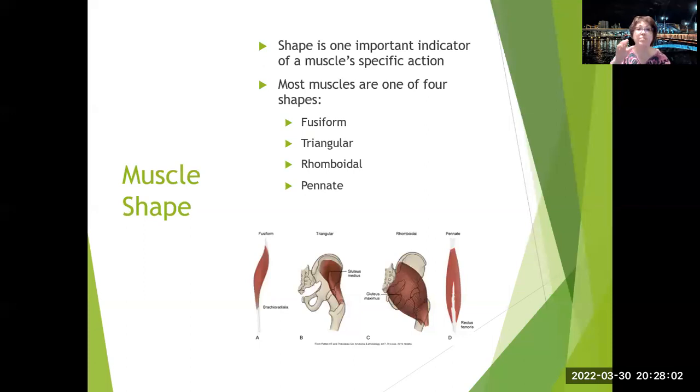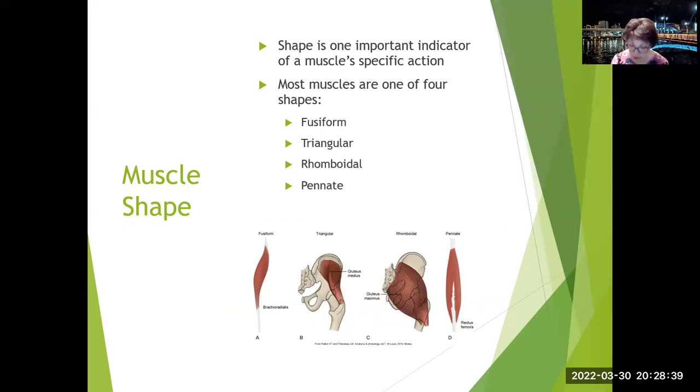So most muscles are one of 4 basic shapes. Fusiform, which is fat in the middle and pointy on both ends, if you want to think of it that way. Triangular, which has a broad attachment site tapering down to a small insertion. So broad origin tapering down to a small insertion. Rhomboidal, which has a wide origin and a wide insertion. And pennate, which has a central tendon with muscle fibers going off from it like a feather. So that's what pennate means. It means it's like a feather.